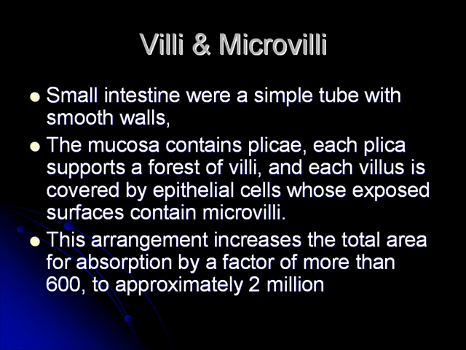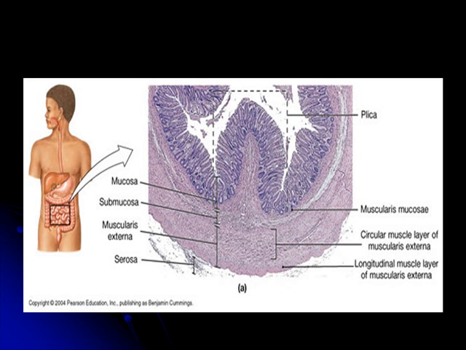Small intestines were a simple tube with just smooth walls. The mucosa contains plicae. Each plicae supports a forest of villi. Each villus is covered by epithelial cells whose exposed surfaces contain microvilli. The arrangement increases the total surface area for absorption by a factor of more than 600 to approximately 2 million.